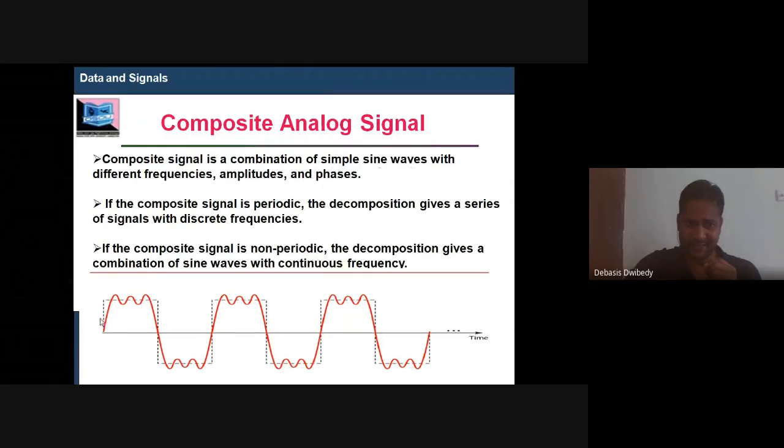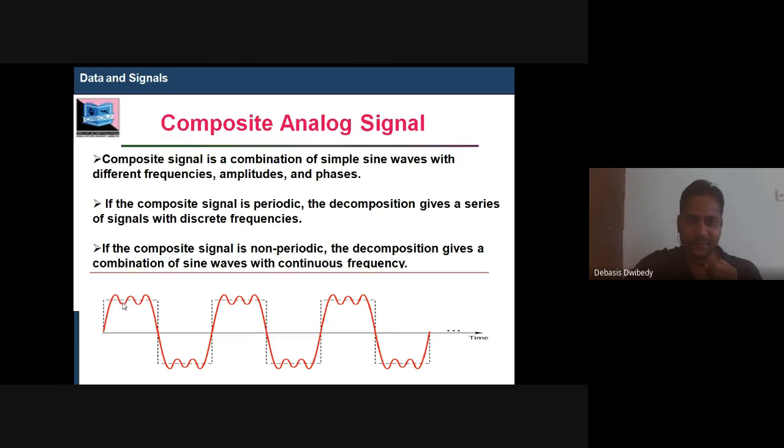So basically in this example, we have a bigger sine wave and a smaller sine wave. It is a combination of simple sine waves with different frequencies, amplitudes and phases. If you look at these two signals, you will find that the bigger signal has a different frequency. The amplitude is also different, this bigger signal has a different peak amplitude, and the phase may also be different. This signal has a very small amplitude compared to the bigger signal. The height, the amplitude of the bigger signal is more; the height, the amplitude of the smaller signal is very less.